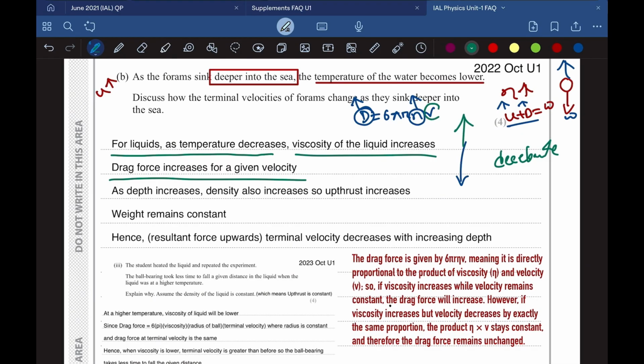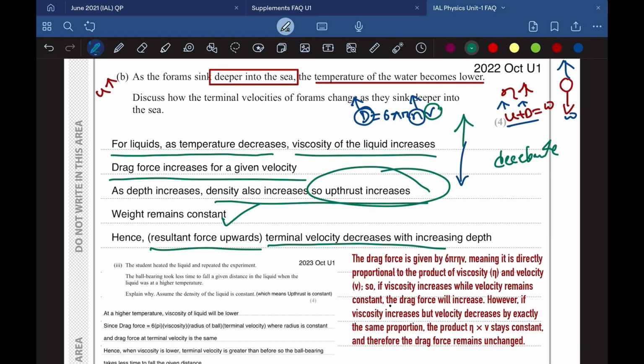If the velocity is constant, as the viscosity has increased, the drag force will be greater. And as the depth increases, the density will also increase, so the upthrust will increase. As the weight remains constant, the resultant force will be upward. So that means as the resultant force is upward and the ball is going downward, we can say terminal velocity decreases with increasing depth. So this is how we will have to answer this question.